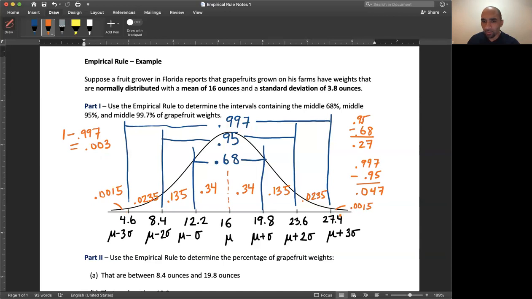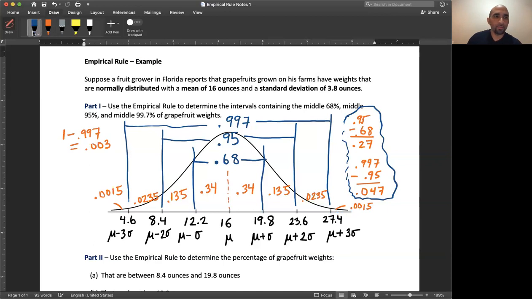Let's interpret this real quickly. This is the math we did. This is 0.15%, the percentage for the values greater than 27.4 ounces. In other words, the probability or the percentage of grapefruit weights that are more than 27.4 ounces is only 0.15%, which is very small.